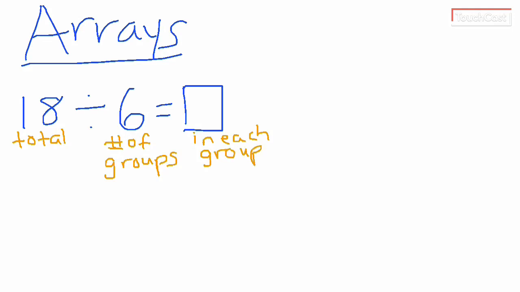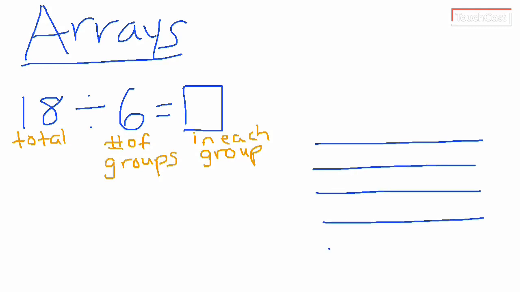Now, it's pretty similar to when we did our arrays with multiplication. Since we know how many groups we're going to have, we're going to draw that many lines. So we have 6 groups, so you're going to need 6 lines. 1, 2, 3, 4, 5, 6.